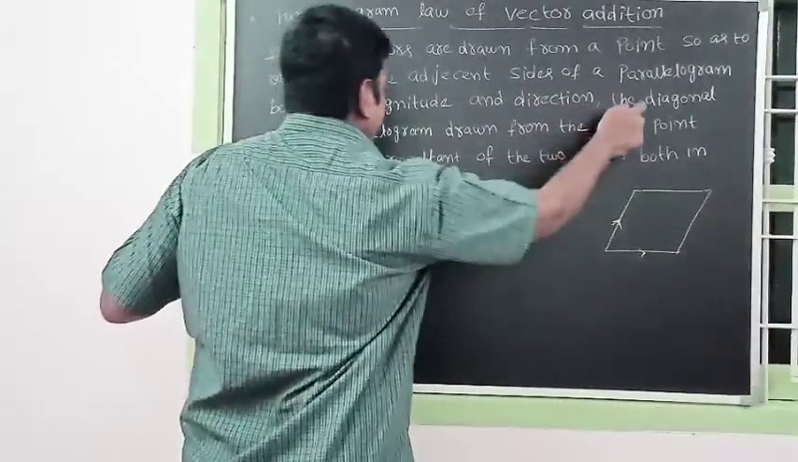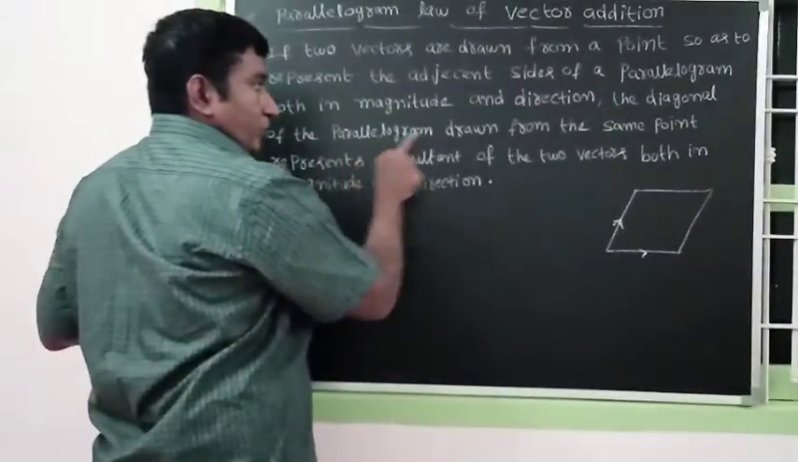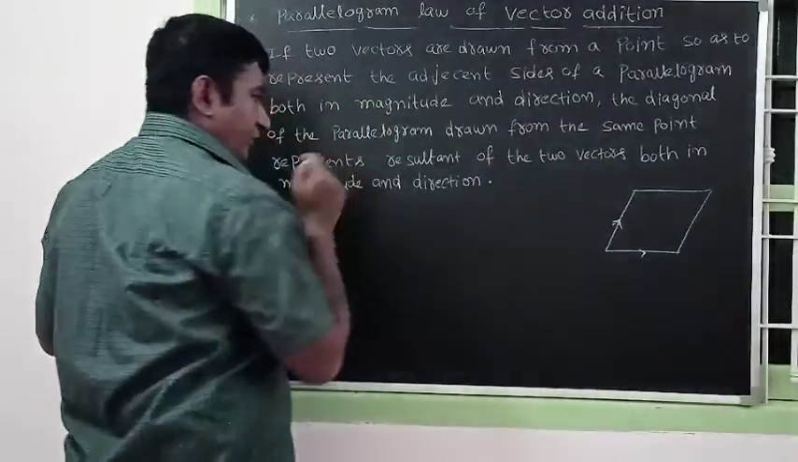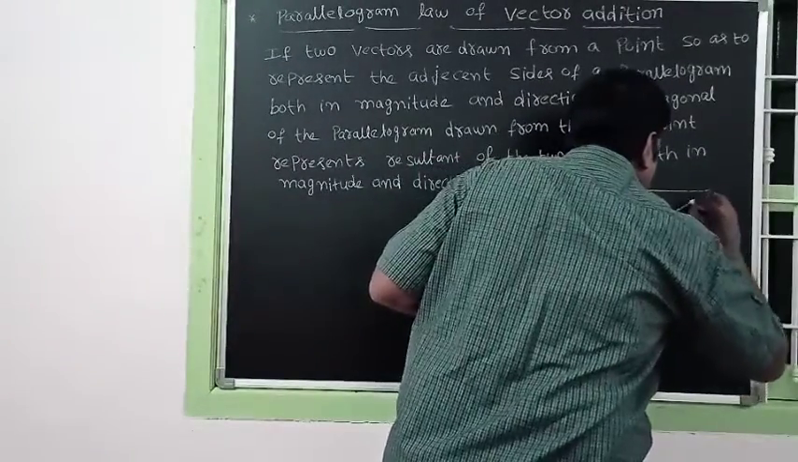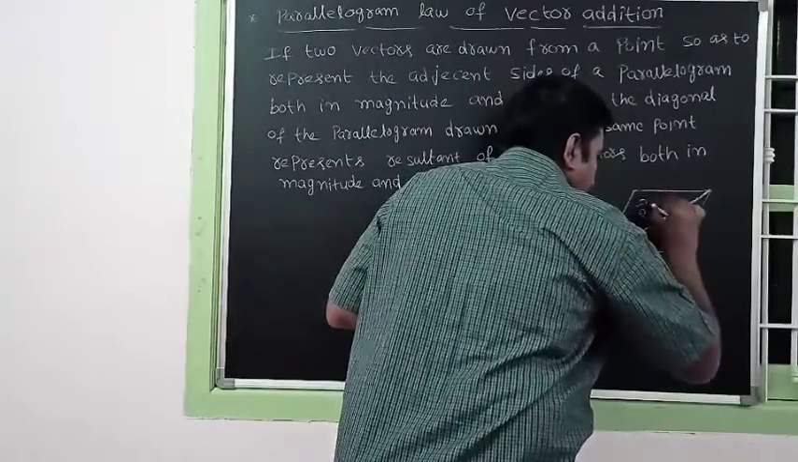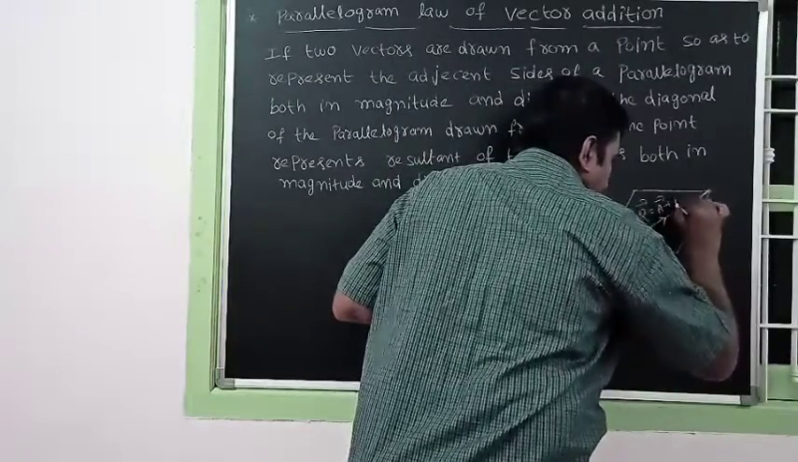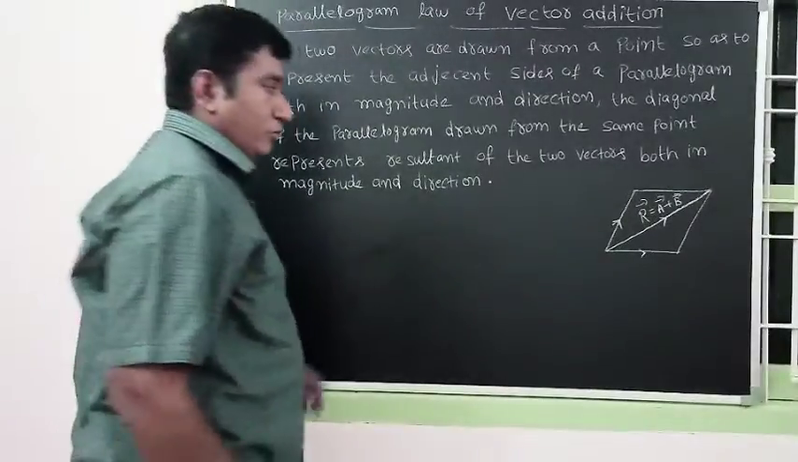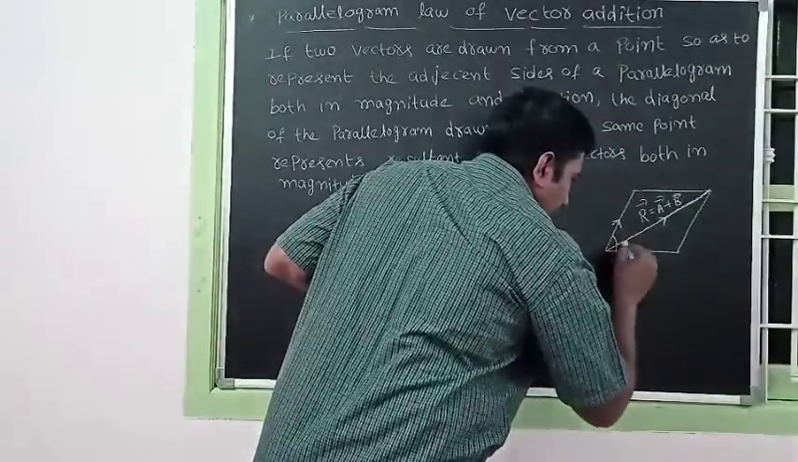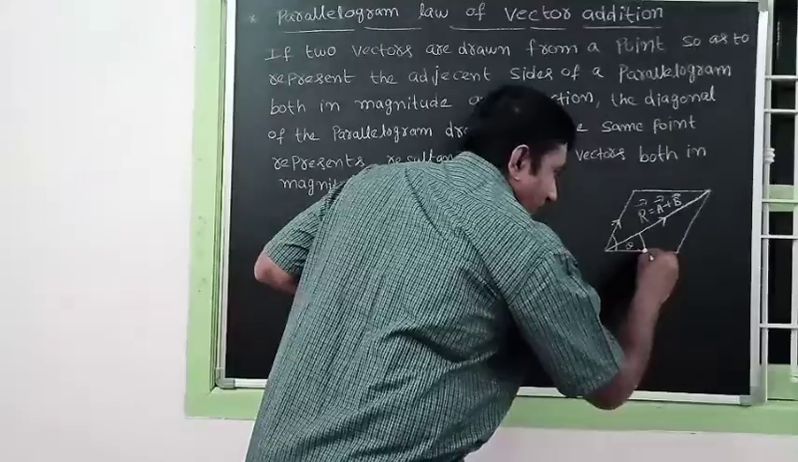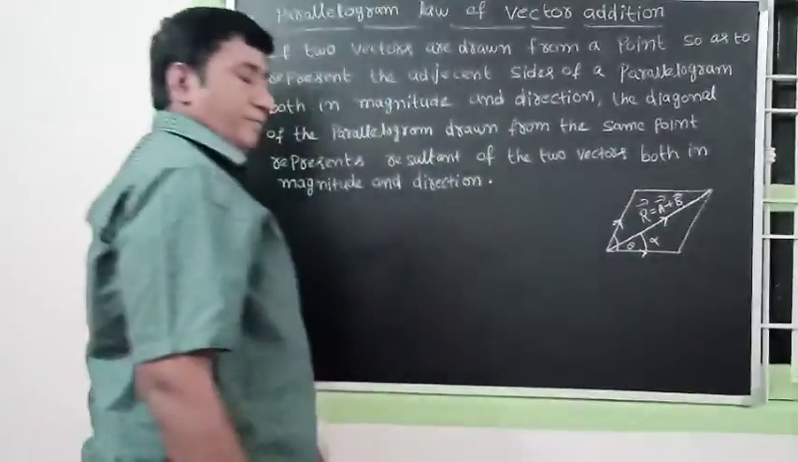This is the magnitude, and this represents its direction. And the diagonal of the parallelogram drawn from the same point represents the resultant of the two vectors, both in magnitude and direction. The diagonal is like this. So this diagonal represents the resultant of two vectors, A vector plus B vector. Between these two, if it is making a certain angle theta, the resultant vector makes an angle alpha.